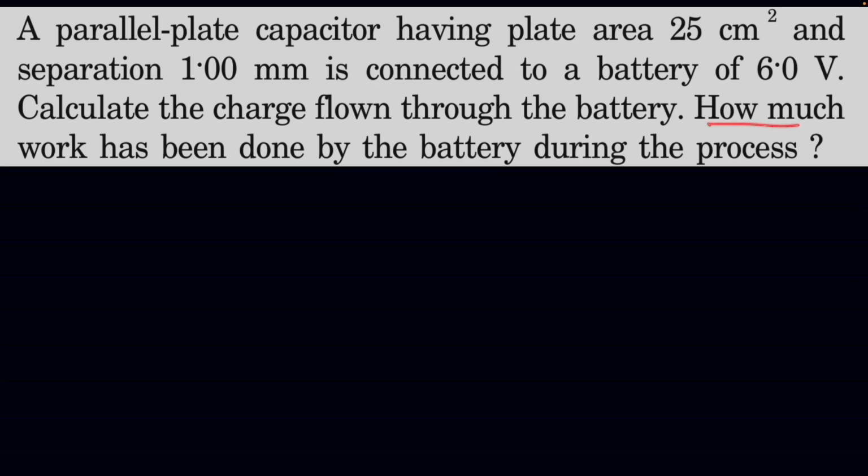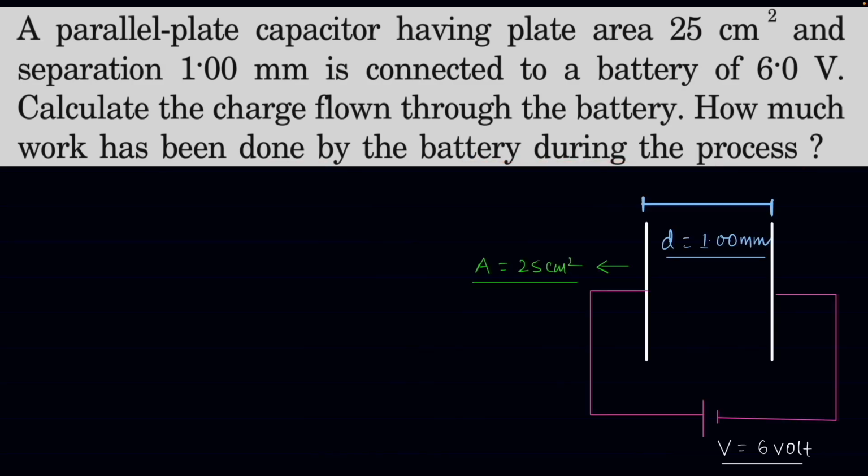In the second part, how much work has been done by the battery during the process. So let's understand this question with a figure. As you see in the figure, we have a parallel plate capacitor. These are the two conductors and the separation between them is 1 millimeter. Area of the plate is 25 centimeters square and it's connected with a battery of 6 volt.